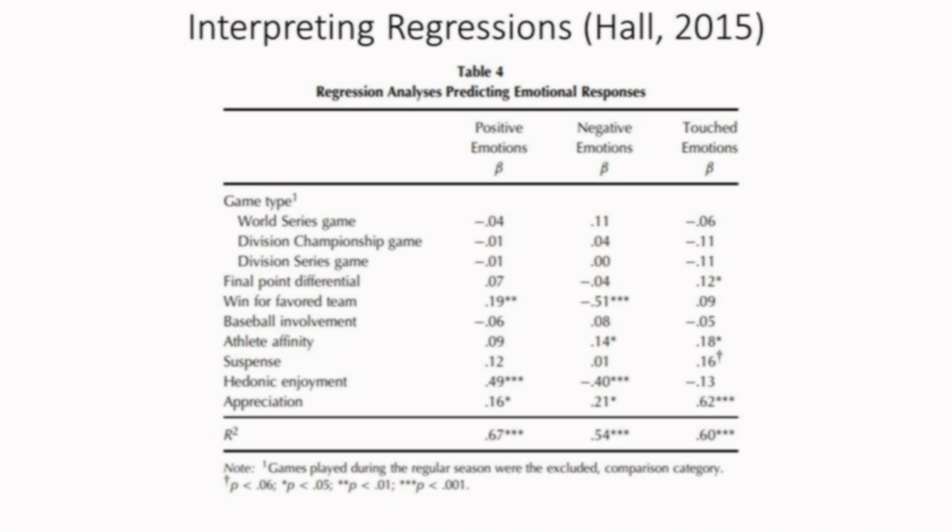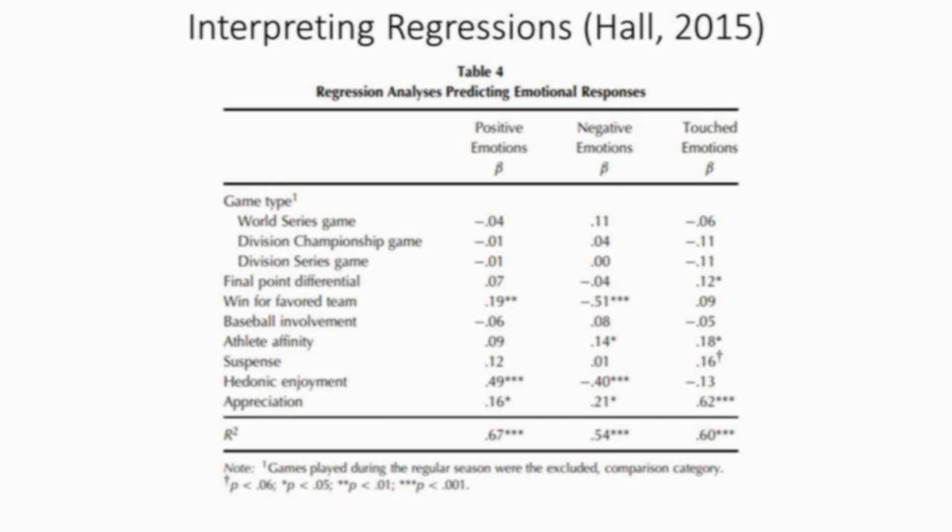On the left-hand column, we have all the independent variables: game type, final point differential, win for favorite team, baseball involvement, athlete affinity, suspense, hedonic enjoyment, and appreciation. If we look at the first column, positive emotions, which variables are most predictive of positive emotions? First, we can see win for favorite team, 0.19, it has the stars. Anything with stars means that there's statistical significance.